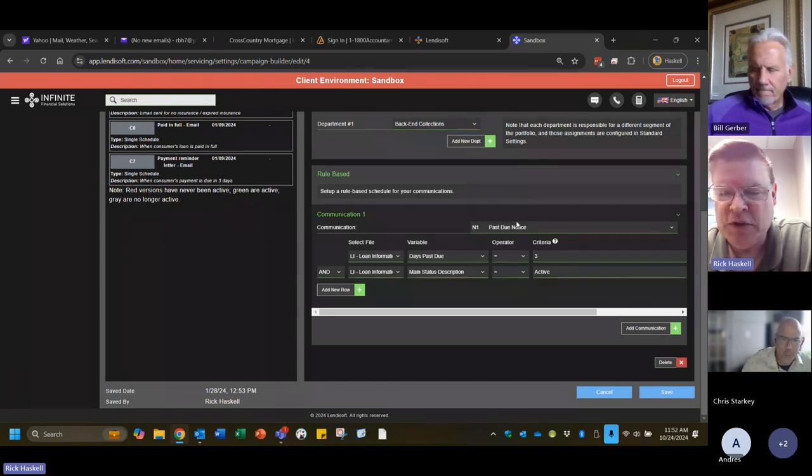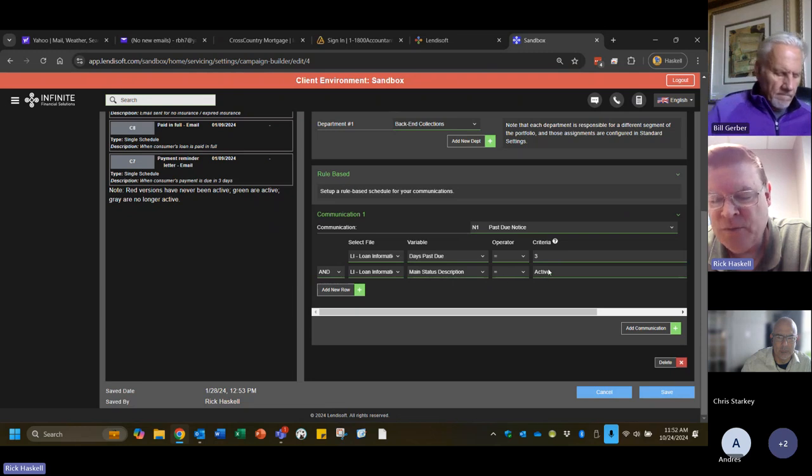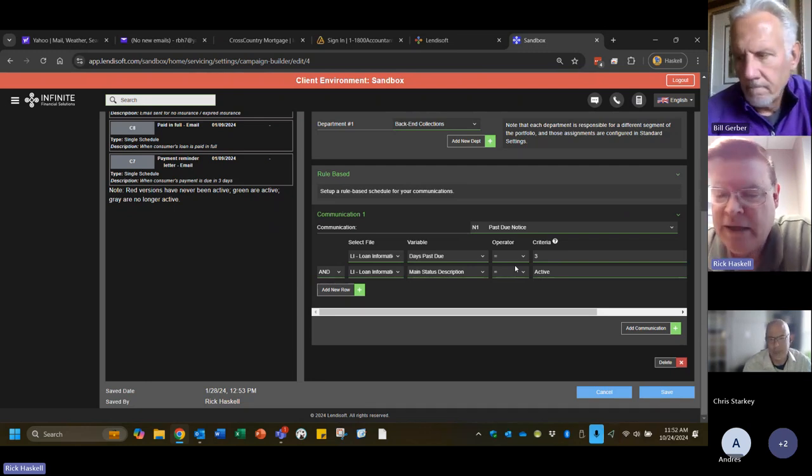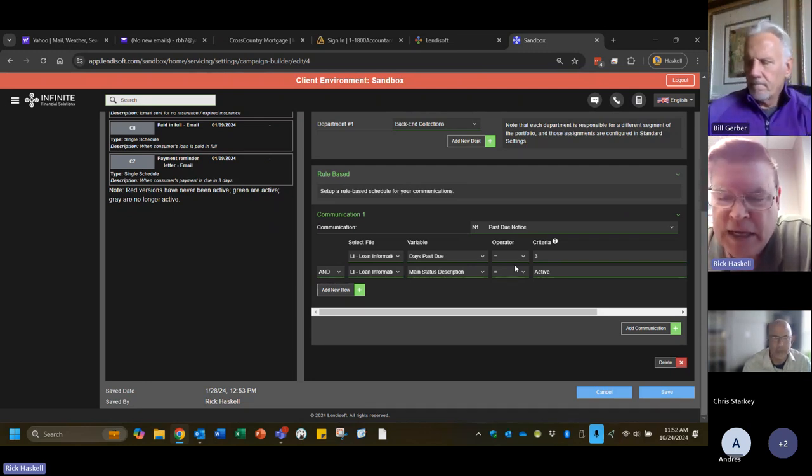You can then create rules that are connected to those notices. So here's a past due notice, and I want this particular one to be sent out when they become 3 days past due. So I build a rule in the rule builder. It says days past due equals 3, and the main status description equals active. You see how easy it is to build rules. You don't have to know JavaScript or any coding language. Any kind of business person can manage this and build the rules. It's super easy to do.